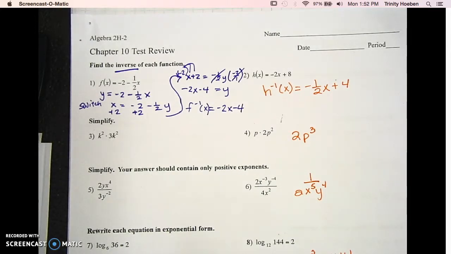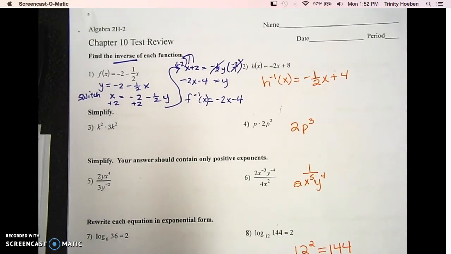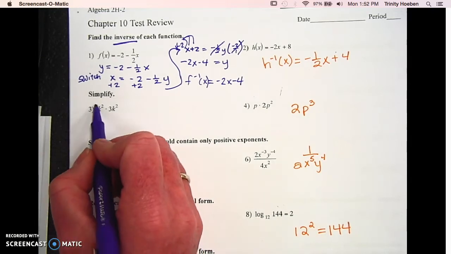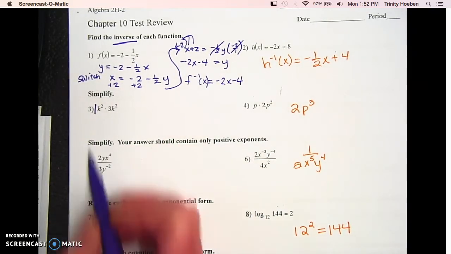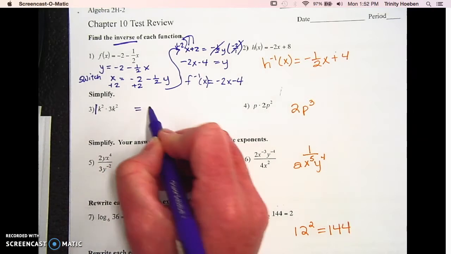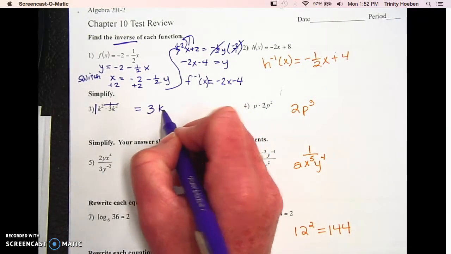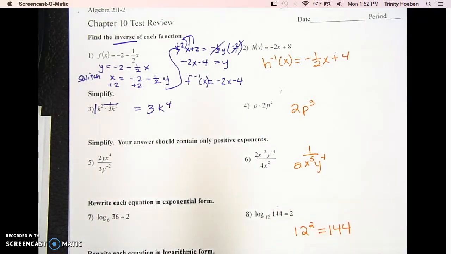All right. Number 3. We're just going to simplify k squared times 3k squared. So I know there's a 1 right there that I can't see. I multiply the 1 and the 3. That gets me 3. Then I take the exponents and I add them. So that's going to be k to the 4th power.